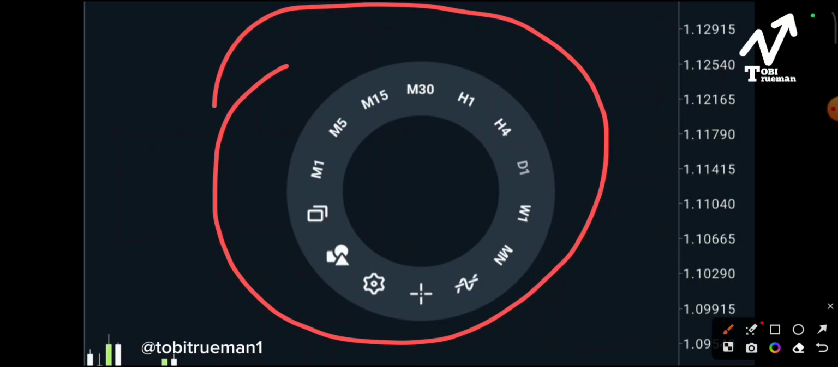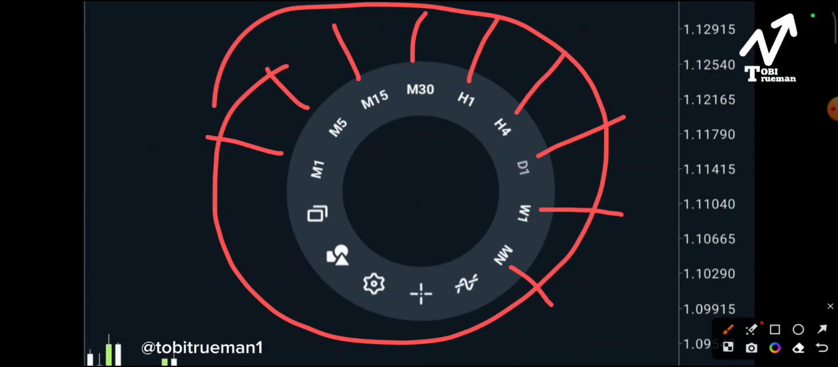You are seeing MN for monthly, and then this is weekly, daily time frame, H4, H1, M30, M15, M5, and M1. These are just the major 9 time frames. 1, 2, 3, 4, 5, 6, 7, 8, 9. These are just the major 9 time frames that you can use to trade and monitor price and monitor what the candlesticks will be doing.